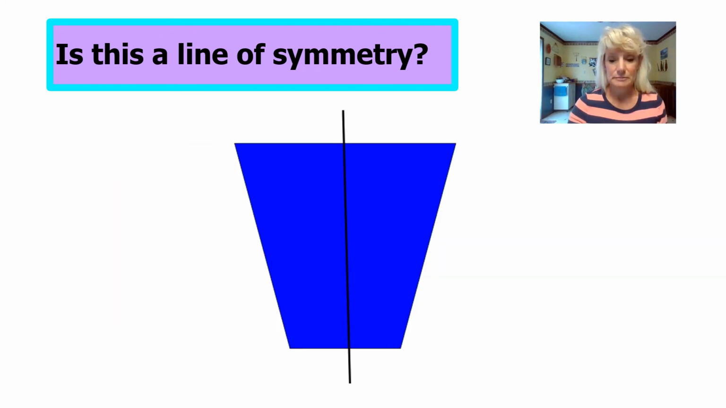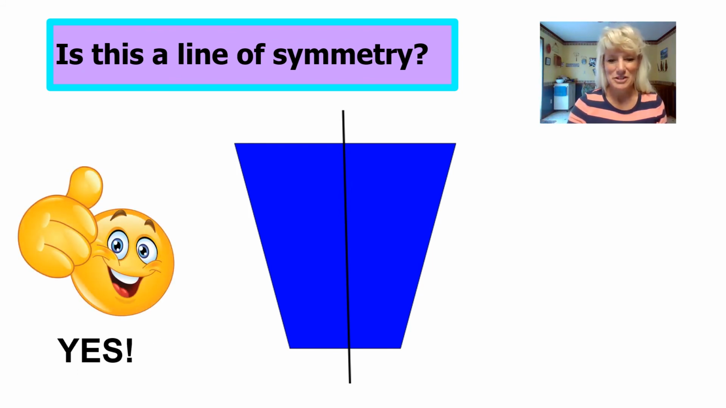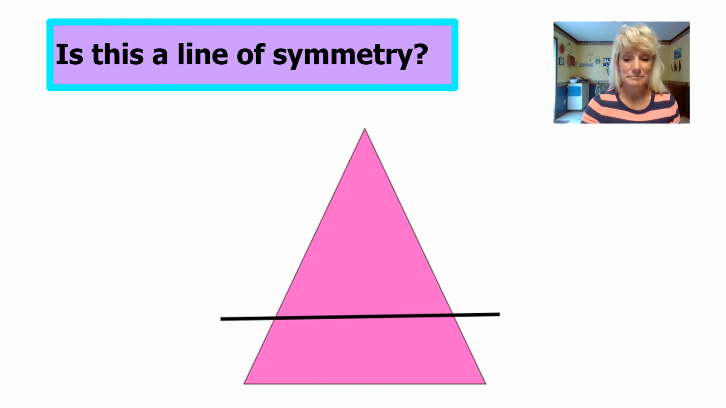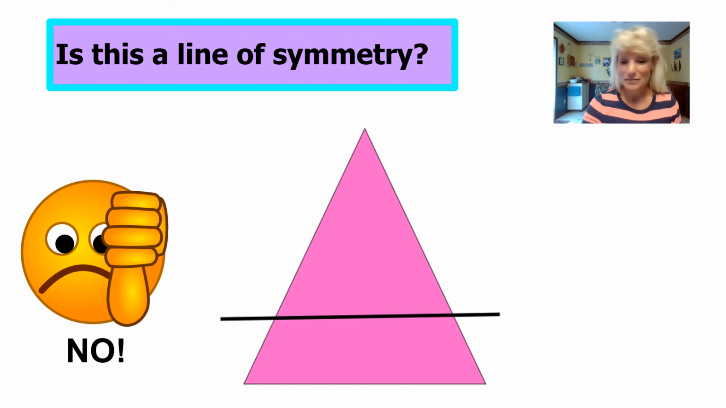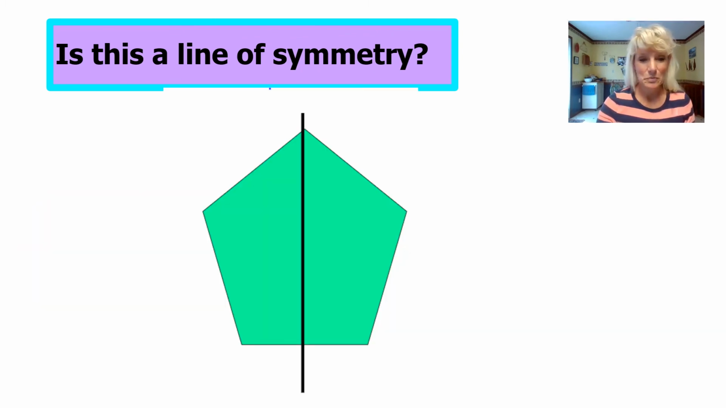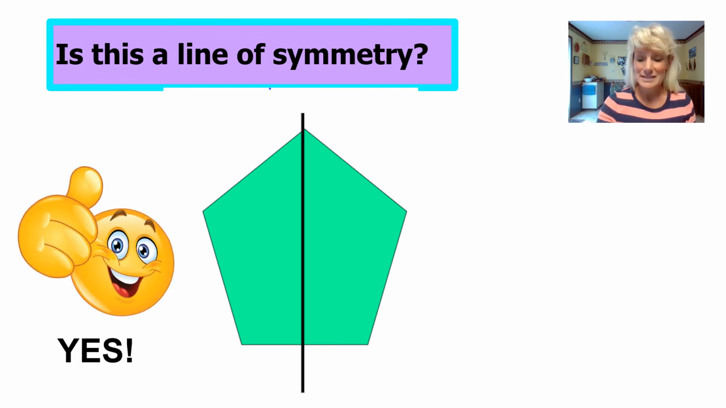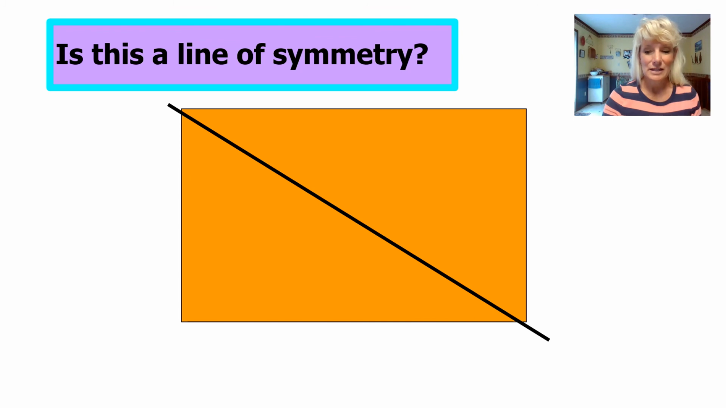All right, what about this one? Okay, yes, this does have a line of symmetry. What about this one? No, it does not have a line of symmetry. It could, but I did not make a line of symmetry. What about this one? Yes, this has a line of symmetry. Okay, what about this one?